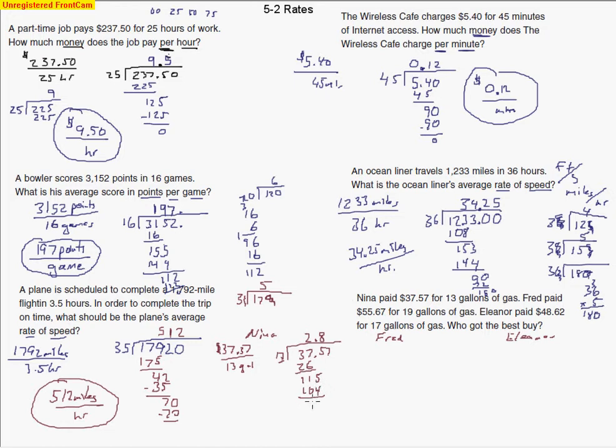So I do the subtraction, and I'm left with 117 this time. Well, if I do 9, that's going to make exactly 117. So there it is, $2.89 per gallon is what Nina ended up paying. Looking at Fred, he has $55.67 for 19 gallons. So he definitely spent more, but maybe his rate is less.